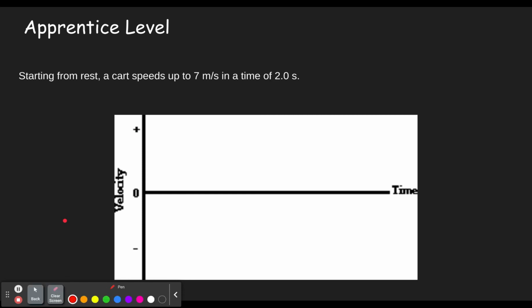Starting from rest. Okay, so from rest, that means it has 0 velocity. That's what we mean by from rest. Speeds up to 7 meters per second. So we're going to have 7 meters per second there in a time of 2 seconds. So you'll see little dashed lines or dotted lines. I forget if they're dashed or dotted. And the line will go from 0 to 7 meters per second over the course of 2 seconds. All right, next one.